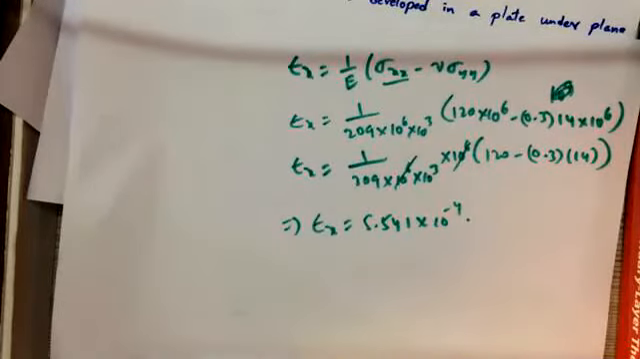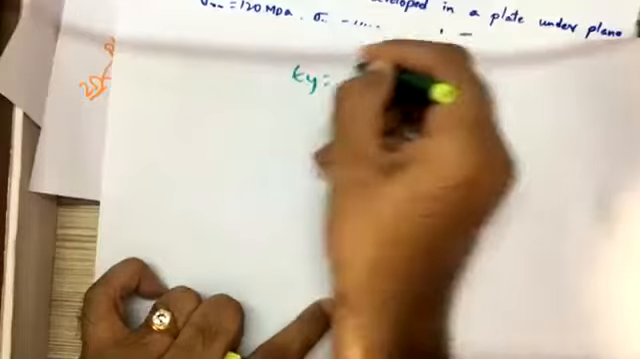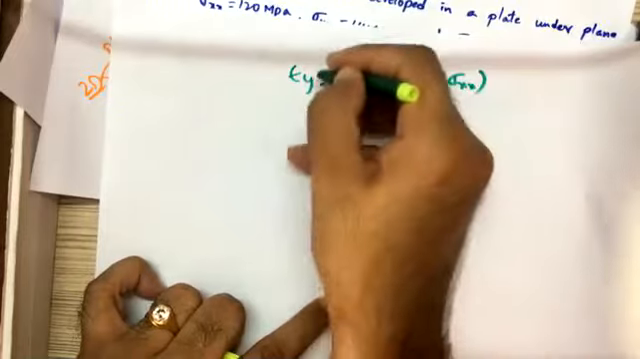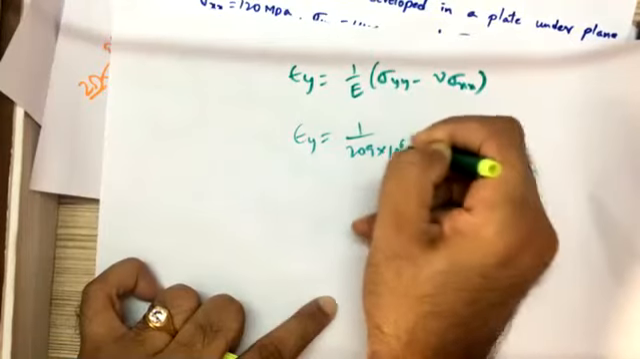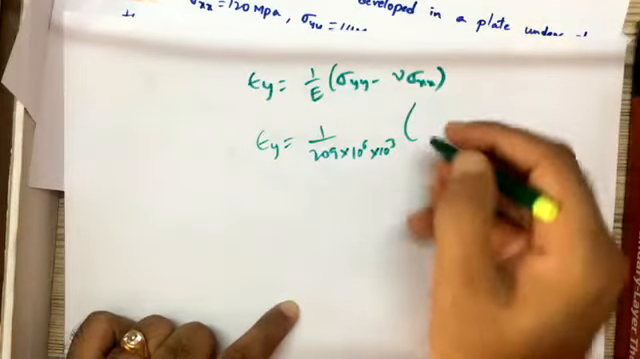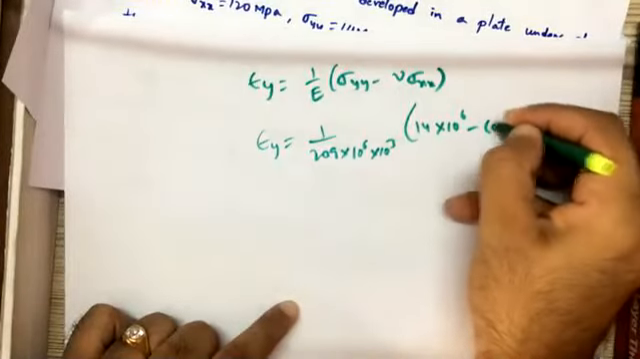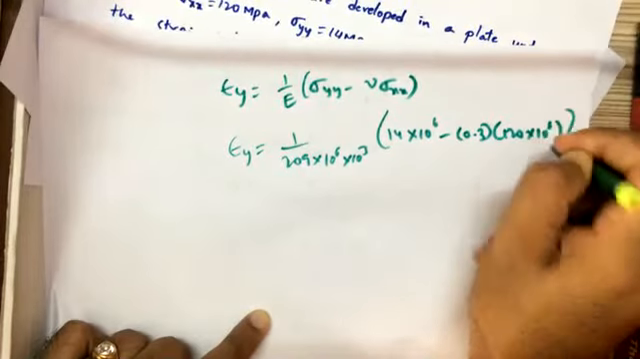Now similarly, let's look into epsilon y. What is epsilon y? 1 by E into sigma yy minus nu sigma xx, or you can write epsilon yy, whatever you want. So 1 by 209 into 10 to the power of 6 into 10 cube. I'm deliberately writing it this way so that I can cancel. Giga is 10 to the power of 9. Sigma yy is 14 into 10 to the power of 6, minus nu value 0.3 into sigma xx, that is 120 into 10 to the power of 6.